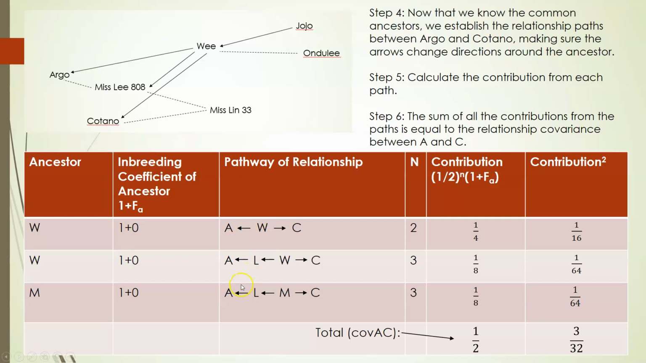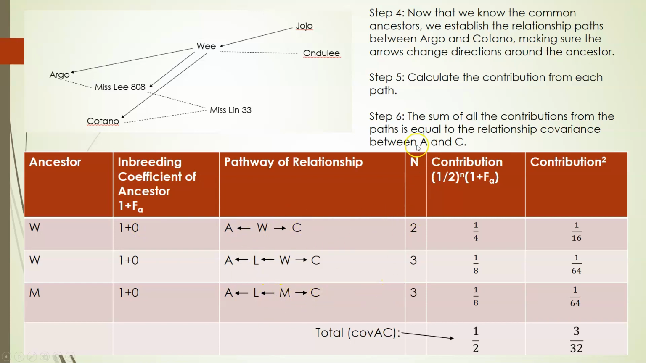What you notice is that all the pathways in this column should be from A to C. They should all start with A and end with C. When the arrows switch direction, these letters here should correspond to this letter here. Stepping down to this chart, we have our ancestor in the first column. The inbreeding coefficient of the ancestor is right here, so it's 1 plus the inbreeding coefficient, expressed as f of A. As we talked about, those two ancestors, W and Miss Lynn, are not inbred that we know of, so it's simply 1 plus 0.